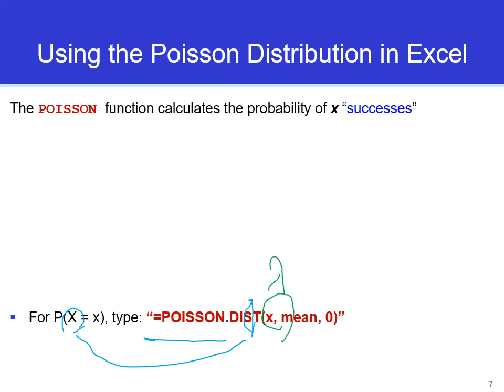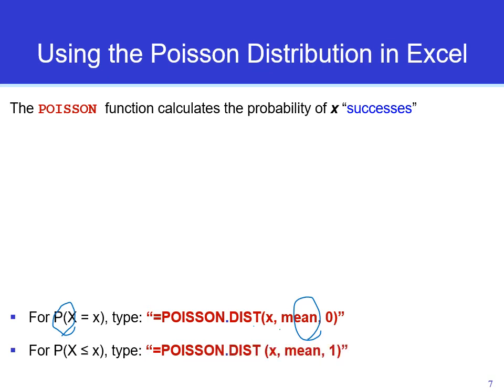And the last one is 0 here, which stands for exactly equal to. So this stands for exactly equal to. If you were looking, for example, for less than that, that means you were looking for cumulative, then you would have to use 1 instead. So if you're looking for exactly equal to X, you have to use 0 here. If you're looking for less than or equal to X, then you have to use 1.